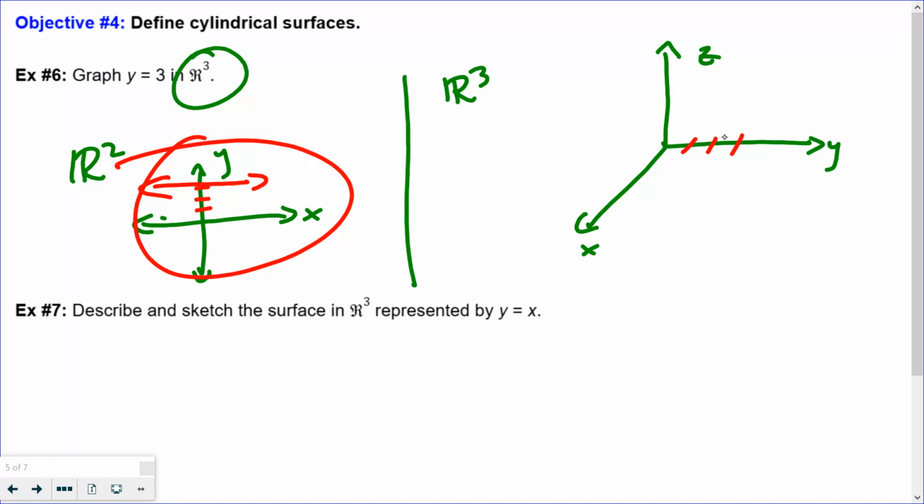I'm going to go out here, and I'm going to go ahead and draw what it would look like. It would be a line, boom. But then this line, y is always 3. That means x could be anything. That means z could be anything. Well, if x could be anything and z anything, does it make sense that this would be like a plane?